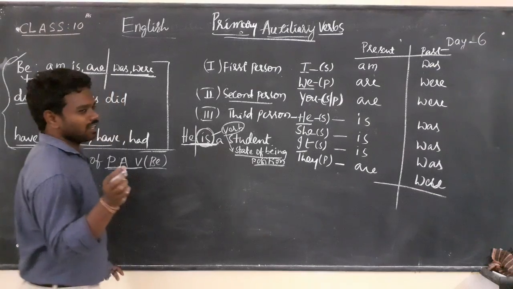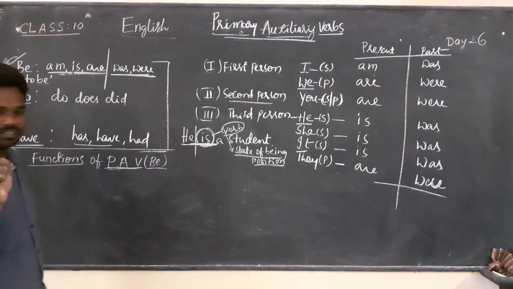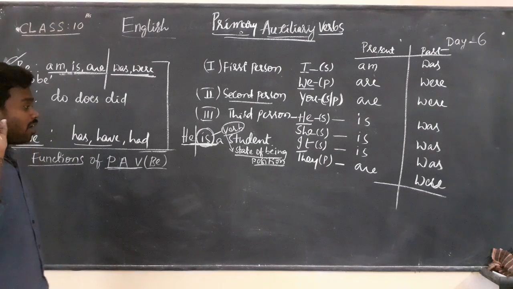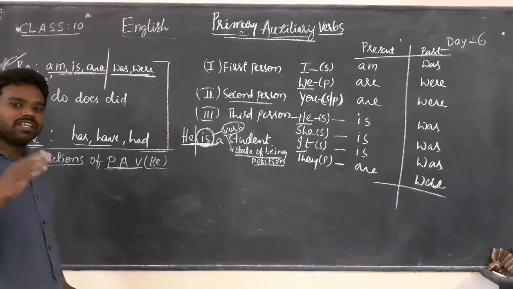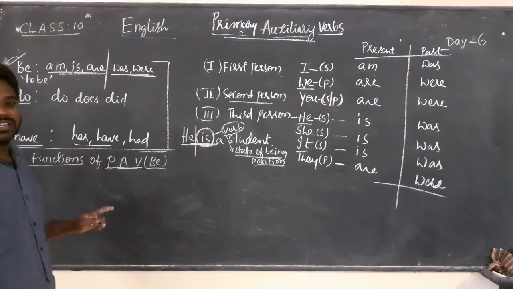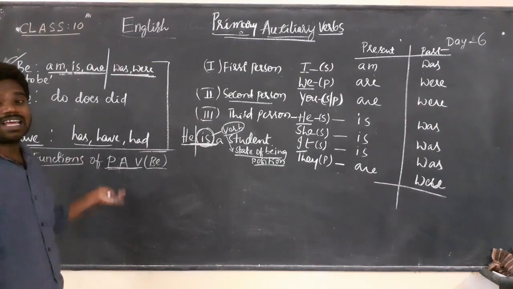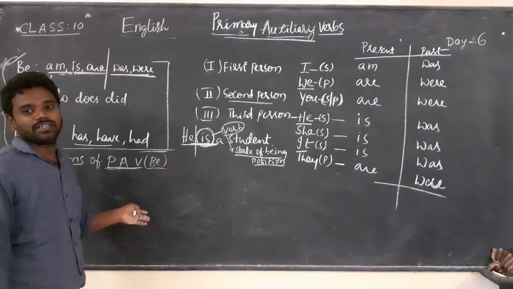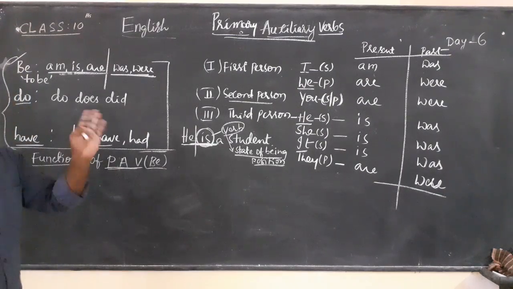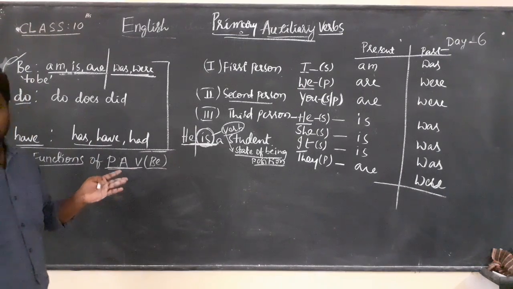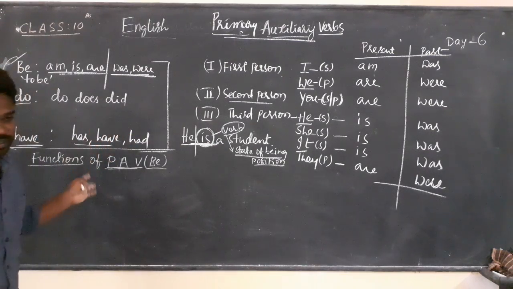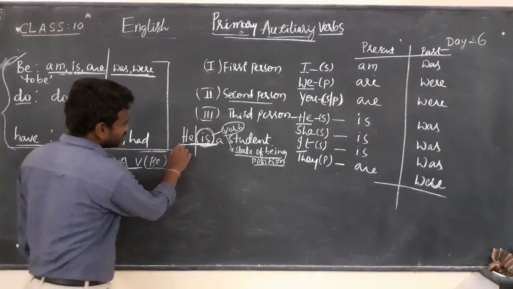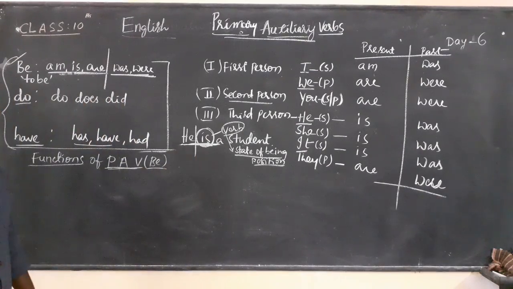So there are two kinds of verbs, right? Primary auxiliary verbs and main verbs. Main verbs are principal verbs. They do not depend on any verbs. They function individually in the sentence. Auxiliary verbs are helping verbs. Sometimes they help the main verbs to complete the meaning, and also they function independently in the sentence, right?